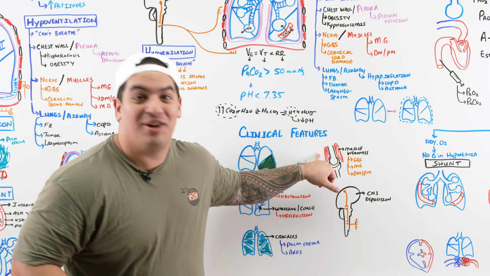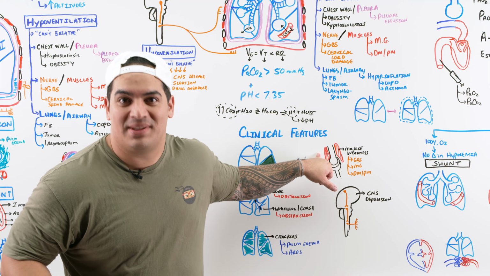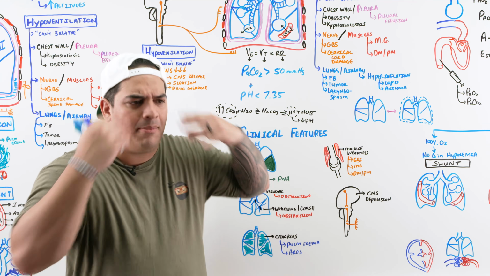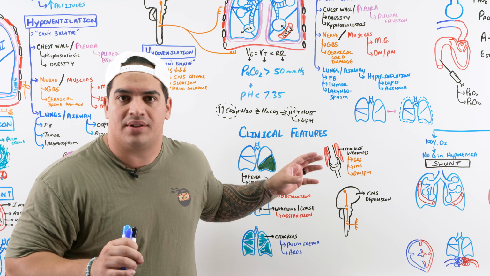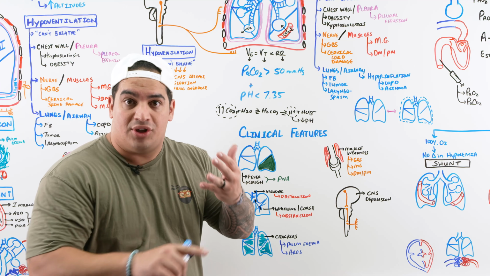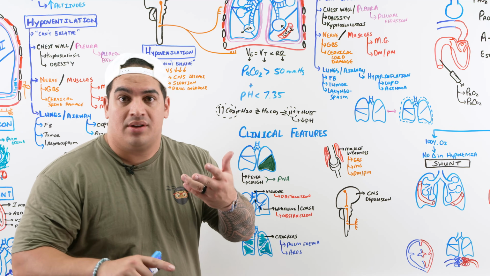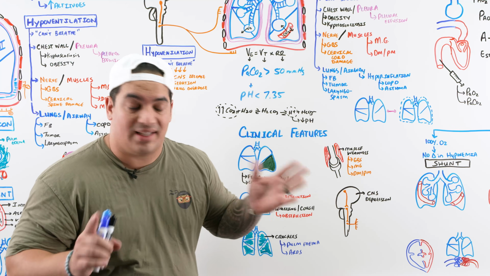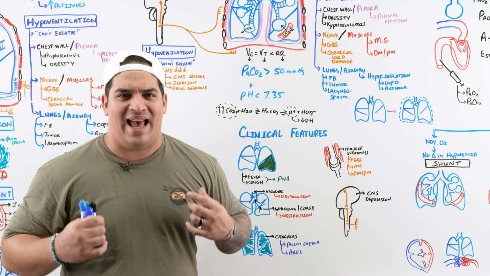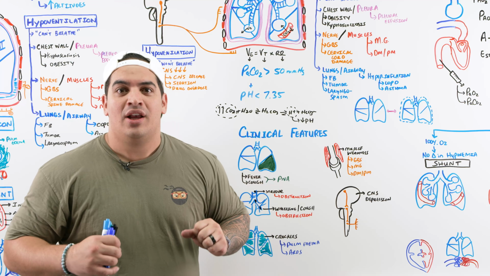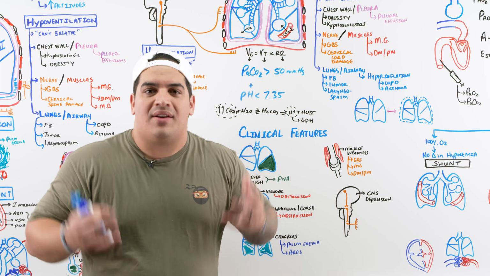If they have associated muscle weakness of other extremities besides their diaphragm and intercostals, their eye muscles, their upper extremity muscles, think about those actual muscular disorders, such as myasthenia gravis, Guillain-Barré syndrome, muscular dystrophy, dermatomyositis, polymyositis, etc.